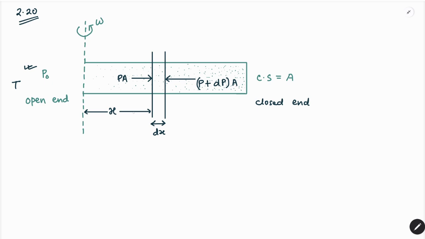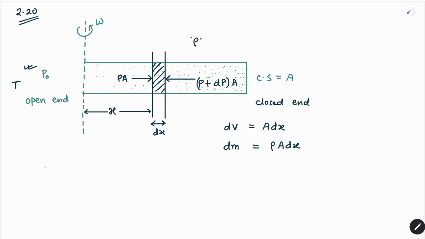So if we select a patch at distance x, this patch which we have selected is having a volume dV equals A dx, and if we consider density as rho, then we can write dm, or the mass of the gas enclosed in it, is equal to rho A dx. So this is the mass of the gas which is enclosed in this region between x and x plus dx.